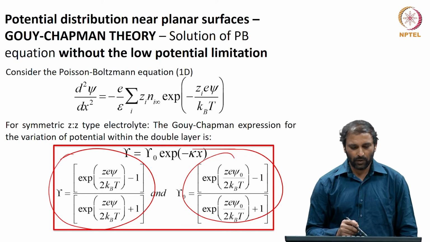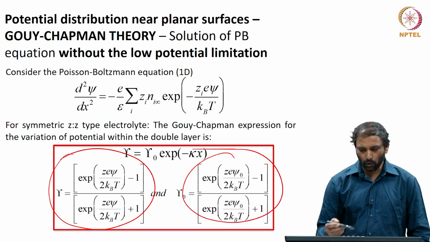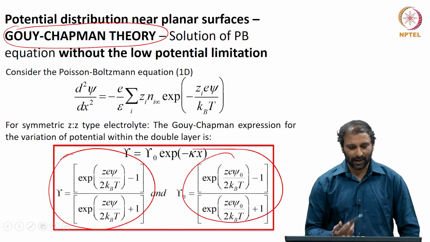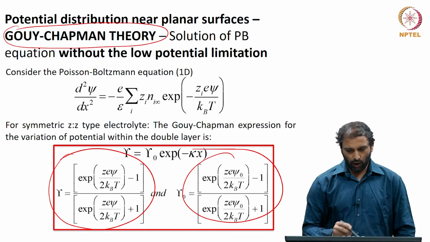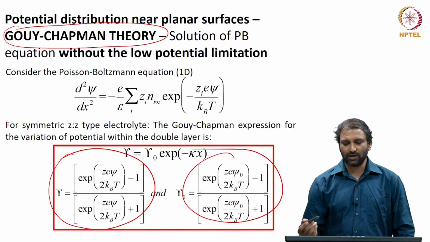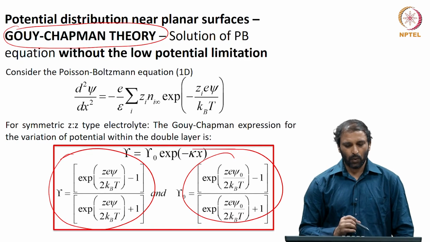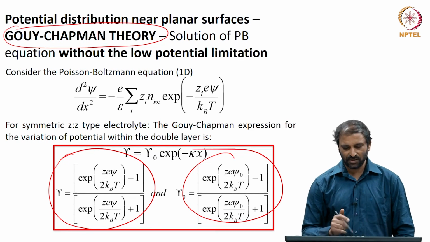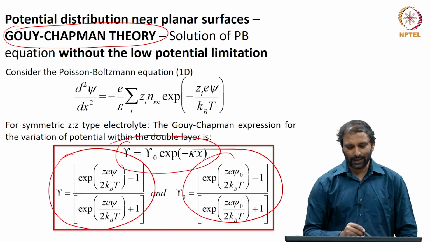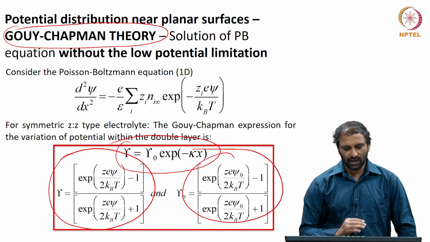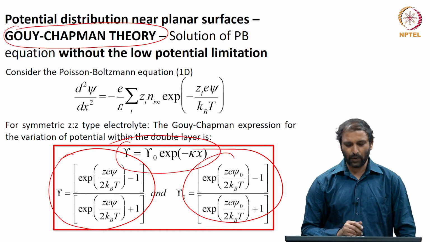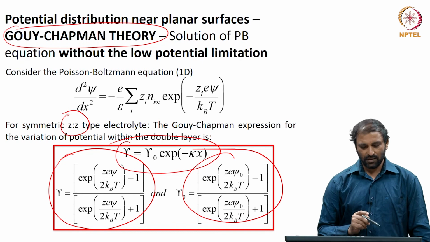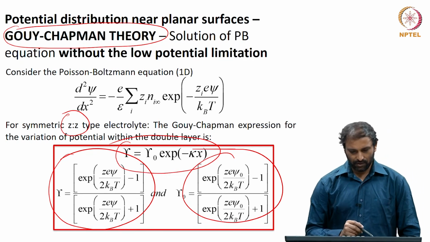So, therefore, we have been able to obtain what is called the Gouy-Chapman theory, or a Gouy-Chapman expression, that was derived by Gouy and Chapman for how the potential varies with separation distance without limiting to the case of low potential. That means this expression is valid for any situation, except for the fact that we would still have to consider the symmetric Z is to Z type of electrolytes.